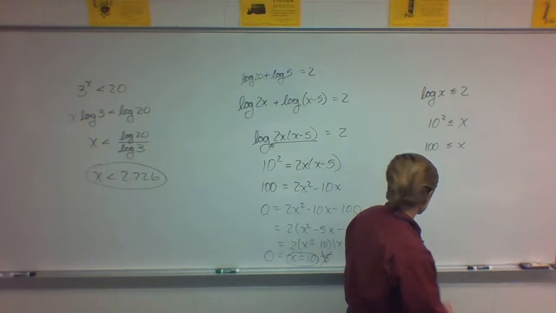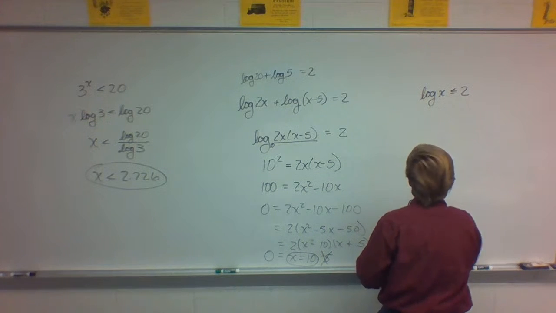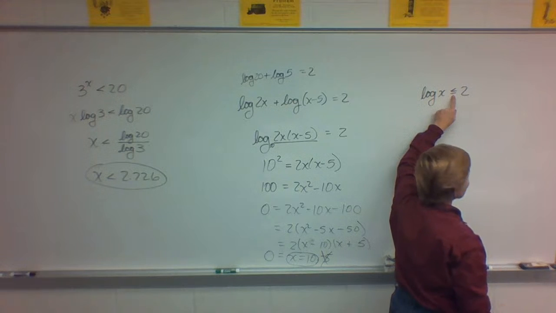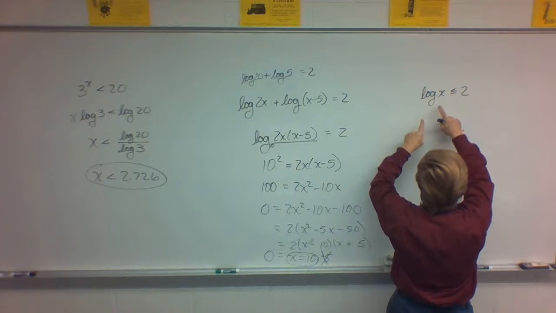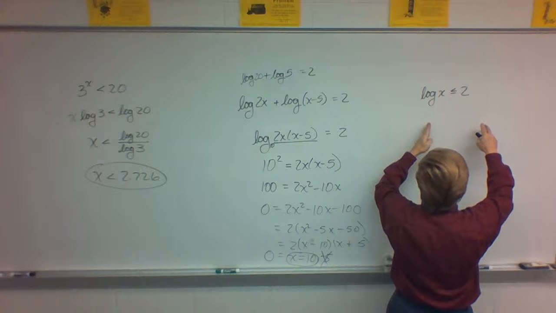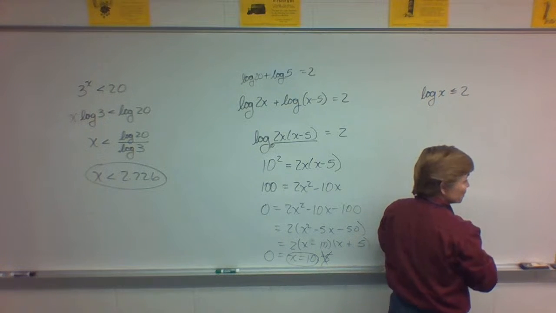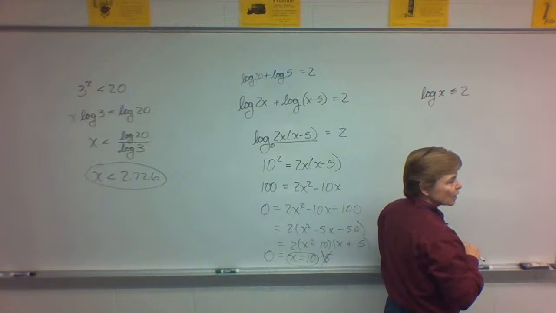I'll tell you what happened, and you need to be very aware and careful with this. When you change this to an exponent, it's very unclear which side you put the result on. Is it 10 to the 2 less than or equal to x, or is it x less than or equal to 10 to the 2? That's where you've got to use some reasoning.